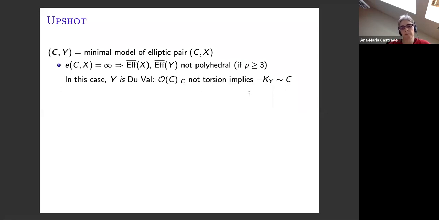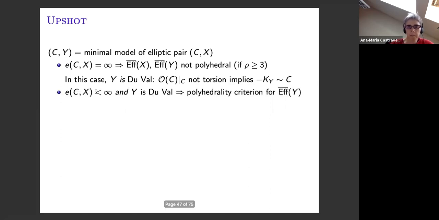And this actually implies, by our observation, that K plus C has to be a rational multiple of C and restricts trivially to C. This actually implies that minus K is equivalent to C, which is an equivalent condition to Y having Du Val singularities. And then the other case is that if the order is finite and in addition Y has Du Val singularities, then we have this polyhedrality criterion, where you cannot say anything perhaps about X, but you can say something about Y, in terms of these roots. You may have to move to the resolution, and so on. So I'll do that on an example.